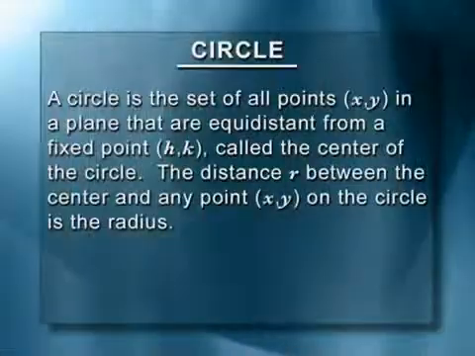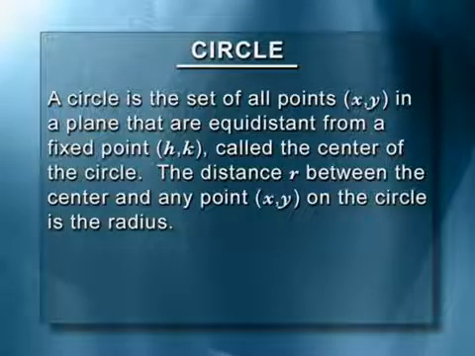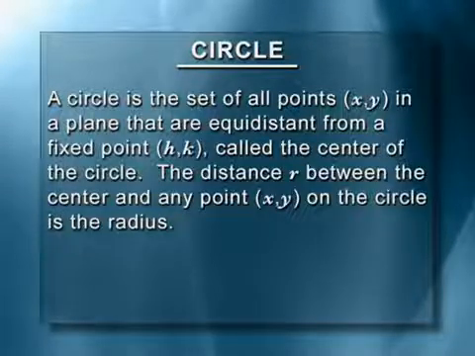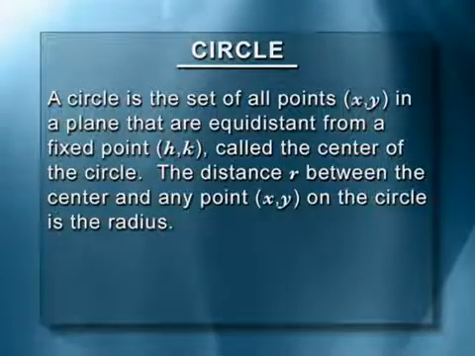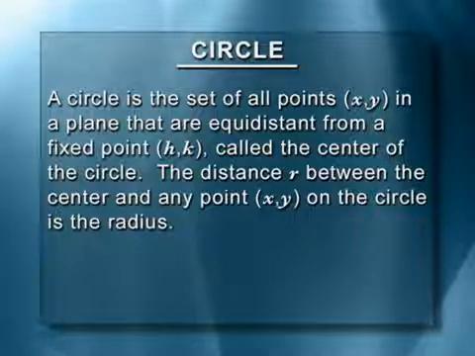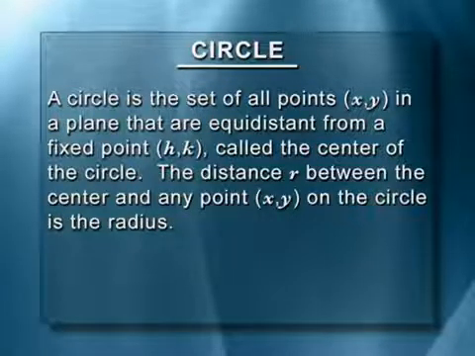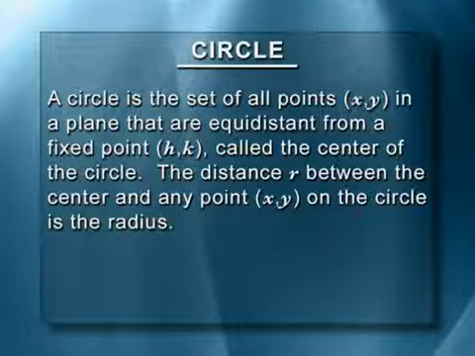So what's a circle? Well, we've been dealing with circles already. Everybody's familiar with a circle. Here's the technical definition. A circle is the set of all points, the locus of points, x, y, in the plane that are equidistant from a fixed point h, k. That's the center of the circle. The distance between the center and any point on the circle is called r, the radius.